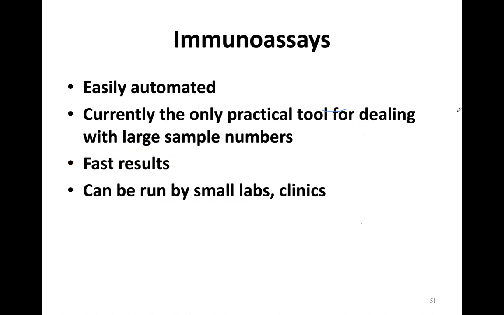But these immunoassays, whether it's RIA or the EMIT, really are our only practical tool for dealing with large sample sizes. They can turn them around pretty quick. They're relatively inexpensive. It's sort of like a pregnancy test. You just get a urine sample and put some on the thing, and then it pretty much will show whether it's a positive or negative.